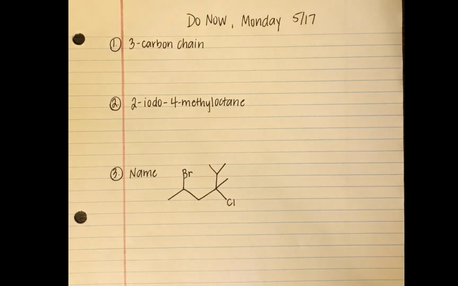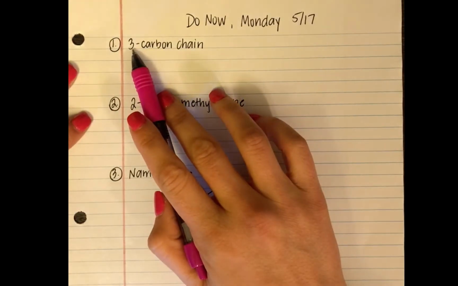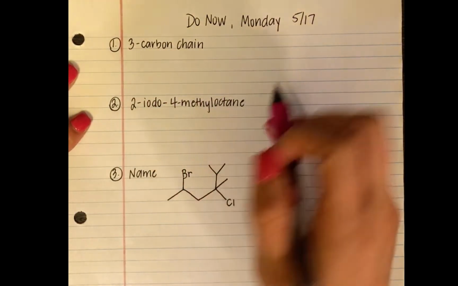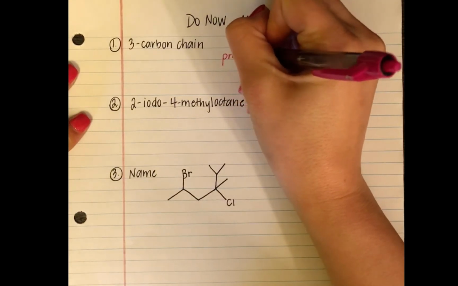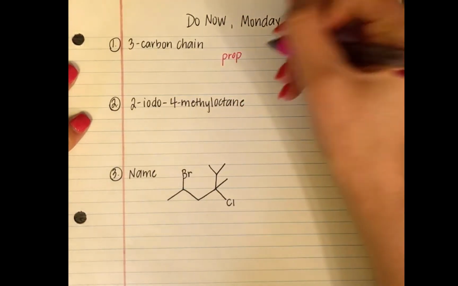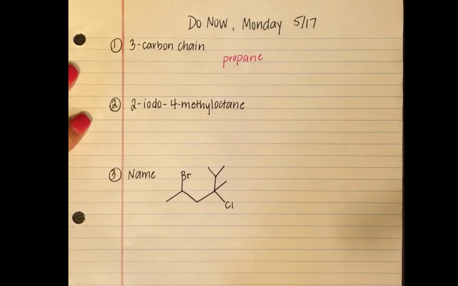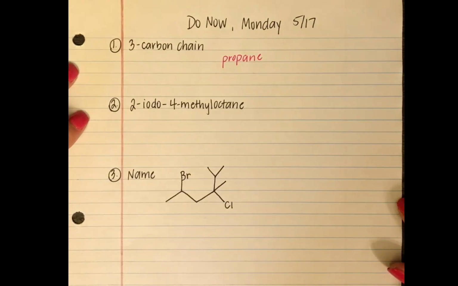So let's take a look at the answers to the Do Now for today. Question one is asking for the name of a 3-carbon chain with all single bonds. This is just knowing the names of all of your prefixes for alkanes, because if it's a single bond, it ends in ANE. If it's 3 carbons in a straight chain, it doesn't say anything about any substituents. Remember that prop is the prefix for 3 carbons, and since they're all single bonded together, it's going to be propane. For number 2, it wants us to draw the structure for 2-iodo 4-methyl octane.